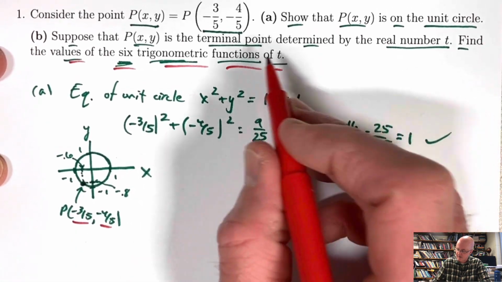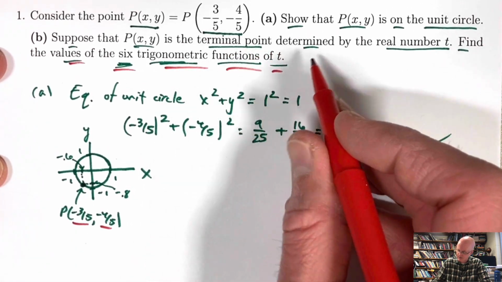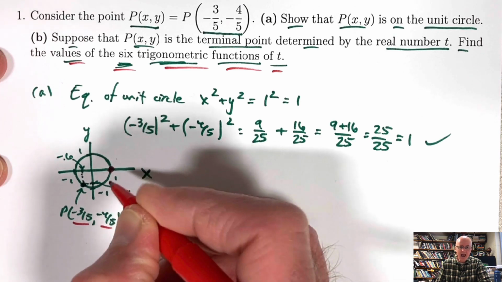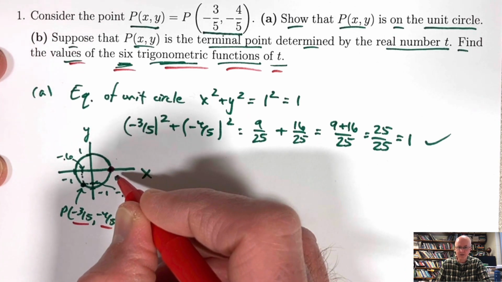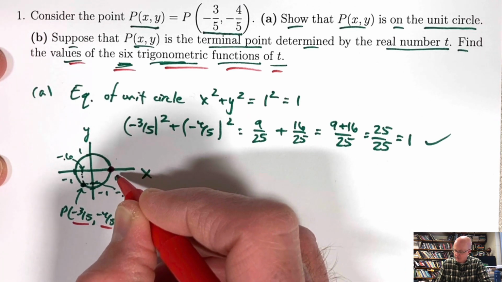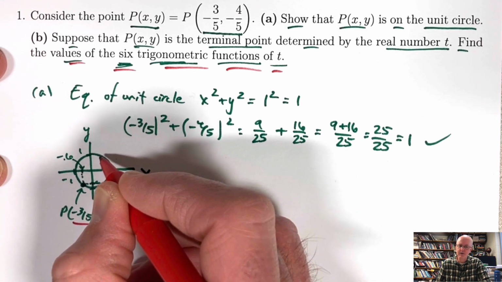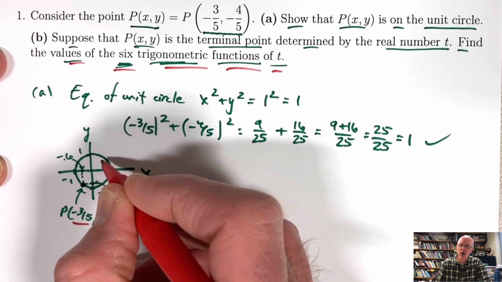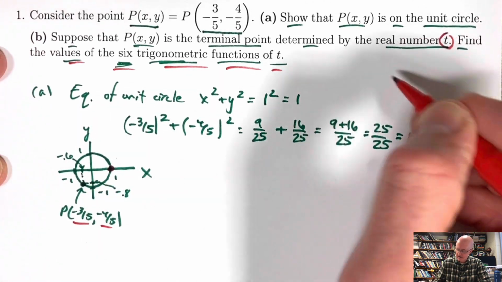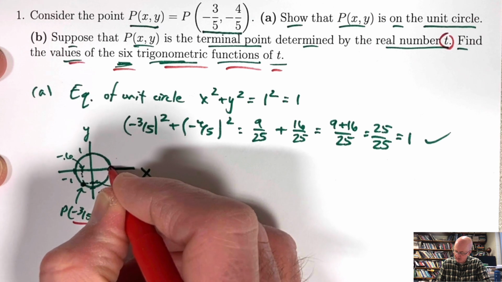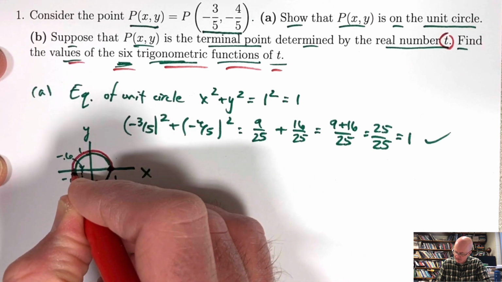We can define the 6 trigonometric functions in terms of those coordinates. In terms of the terminal point determined by the real number t, you start at the rightmost point of the unit circle, so to speak, the point whose coordinates are 1, 0, and you travel counterclockwise around the unit circle a distance, an arc length of t. To get to this point, you have to go about this far here, around there.